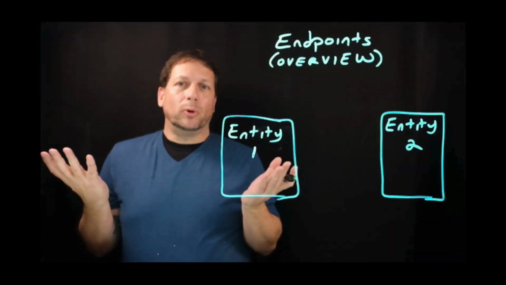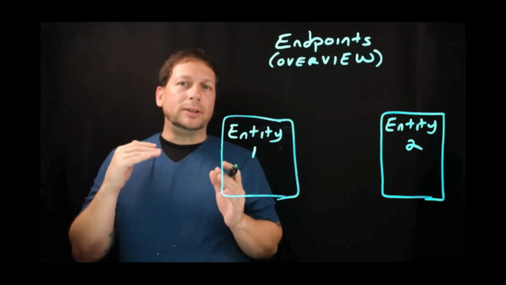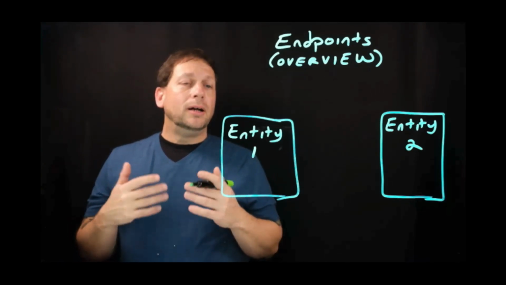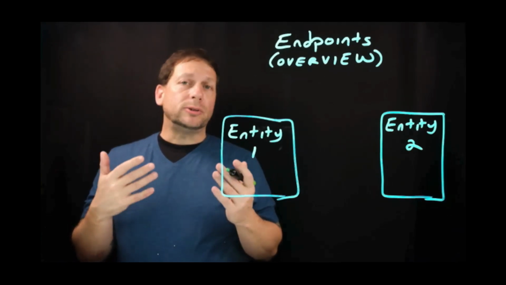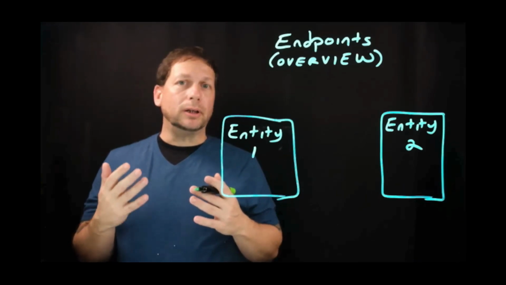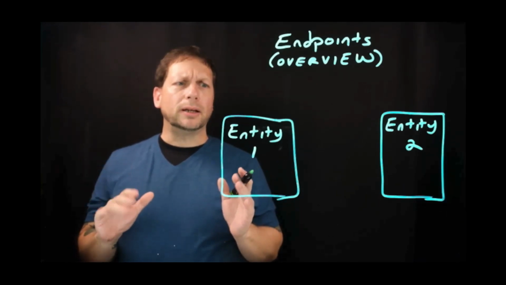Okay, but what are endpoints? Well, endpoints are the symbols on either side of a connector that tell us about the relationship, and they also tell us a little bit about the entities that are involved in it as well. So let's see what that looks like.